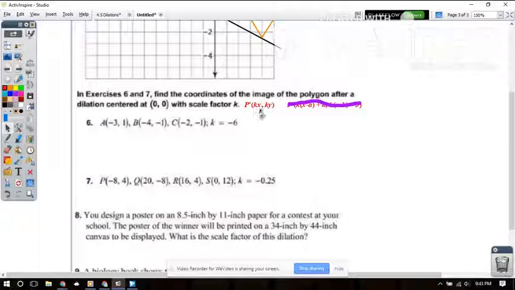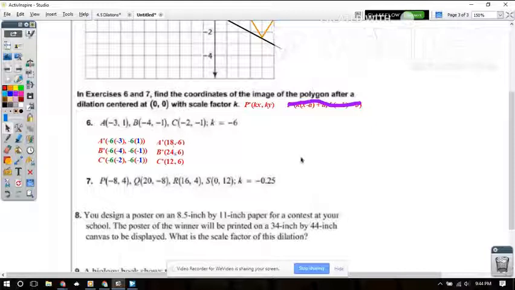So here we go. We're just going to plug it in, just K times X and K times Y. So K is -6. So we have -6 times -3, -6 times 1. And we do that for B and C as well. -6 times -4, -6 times -1, -6 times -2, and -6 times -1, which gives us that.